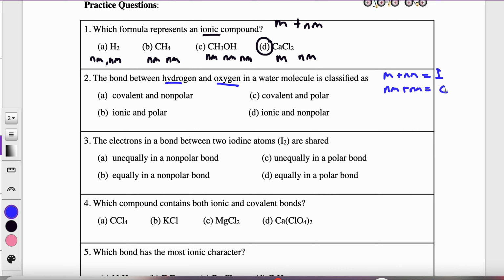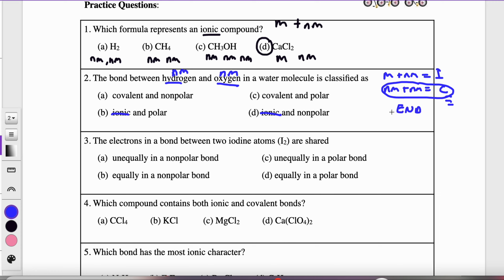So I'm going to get it down to a 50-50. Hydrogen is a nonmetal and oxygen is a nonmetal, so that means the bond I expect to be present is covalent. So I can get rid of B and D because they say ionic. Now, the polar part, it is the END.